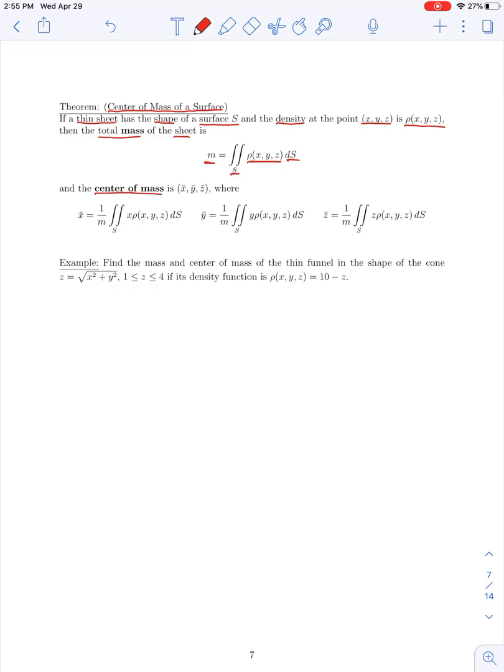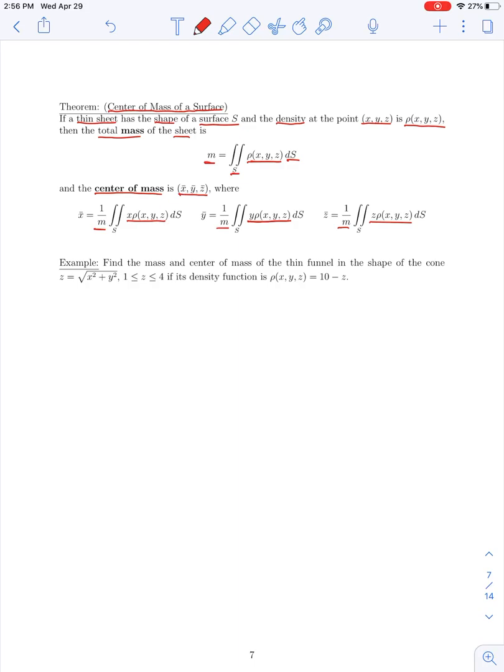And the center of mass of that surface would be the point x bar, y bar, z bar in space, where x bar is given by 1 over the mass times the surface integral over S of x times the density function. Similarly, y bar is given by 1 over the mass times the surface integral of y times the density function over the surface, and z bar is given by 1 over the mass times the surface integral of z times our density function with respect to surface area.